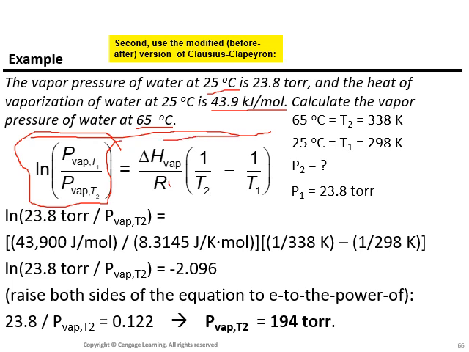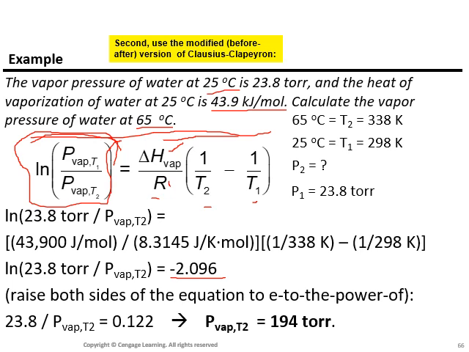So T1 is going to be 298, T2 is going to be 338, R is going to be 8.314, delta H of vaporization is going to be 43,900 joules per mole. So just go ahead and do the math there. Again, be careful with your reciprocals. And that will tell us what the logarithm term over here on the left is. And it turns out that that is minus 2.096. So just be sure you do that on your own, just to make sure that you know how to do it.